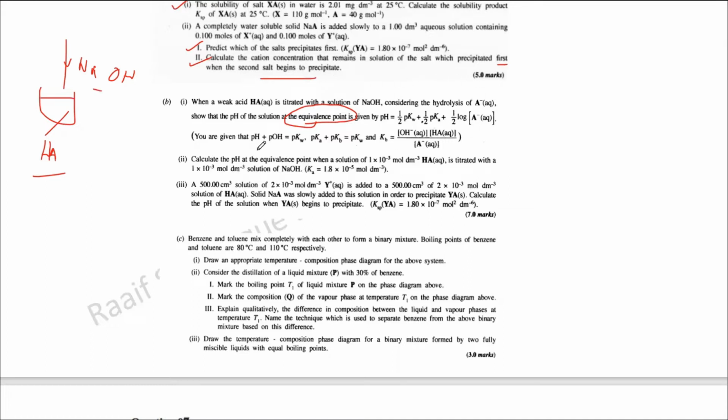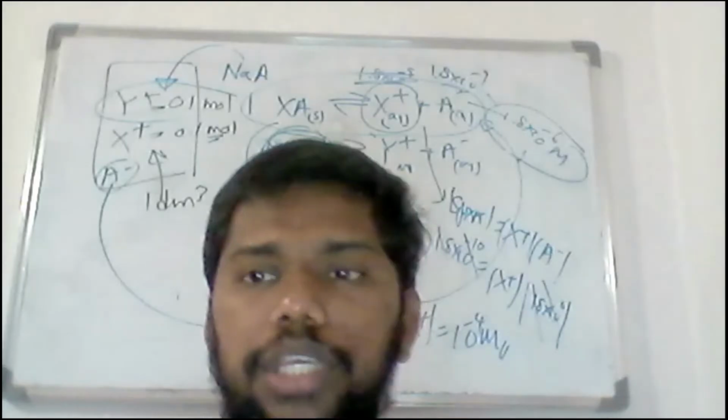You are also given pH plus pOH is pKw, which you should know, and pKa plus pKb is pKw. You also should know Ka times Kb is Kw. So based on that, this relationship is taken, and Kb is this, they have given. So we don't have any problem determining this. So we will see how we can follow this.